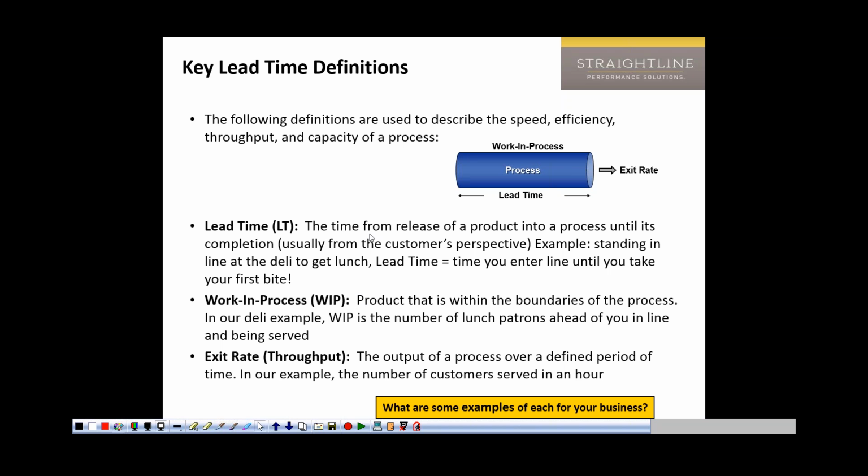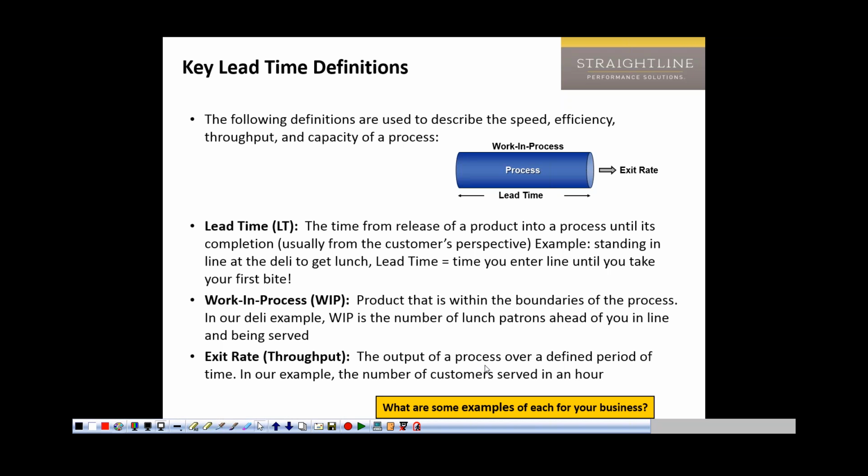Lead time is the time from the release of a product into its process until it's completed, usually from the customer's perspective. Now, if you're standing in line at the deli to get lunch, the lead time is the time you enter the line until you take your first bite of the sandwich. That's the lead time. Work in process, or sometimes called WIP, is the product that's within the boundaries of the process. And so in our deli example, it's the number of people who are in line ahead of you, okay, and are being served. Now, there's lots of other things that we can talk about as being work in progress, right? Part of that, if we're talking about the building of the sandwich, we're talking about meats and things like that. But let's just keep it simple and say it's the number of people in the line ahead of you. That's the work in progress.